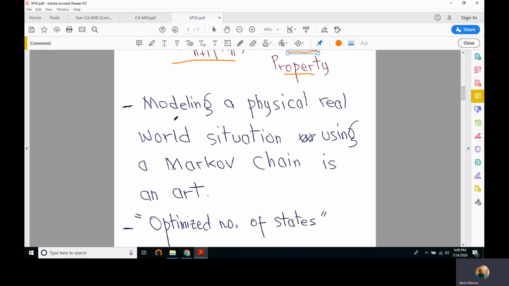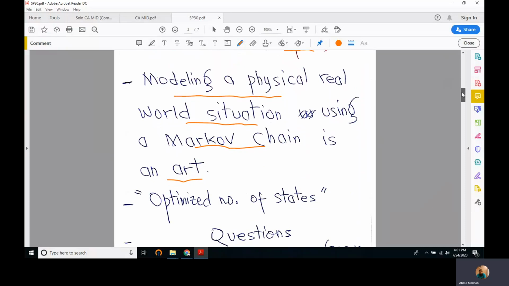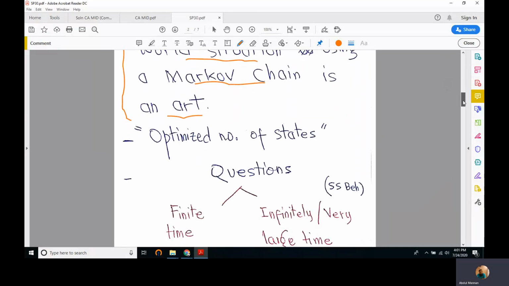Right, so modeling of a physical real world situation using a Markov chain is an art. Converting a physical problem into a Markov chain and then applying the basic rules, perhaps this is the purpose of this whole segment of the course. So having an optimized number of states given a real world problem is also a challenge. It's an art and requires a lot of practice.